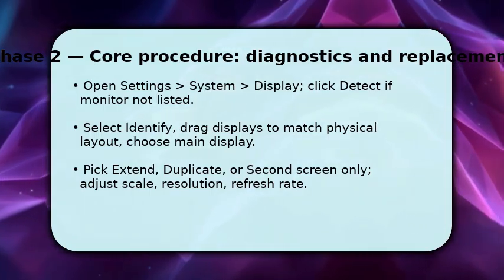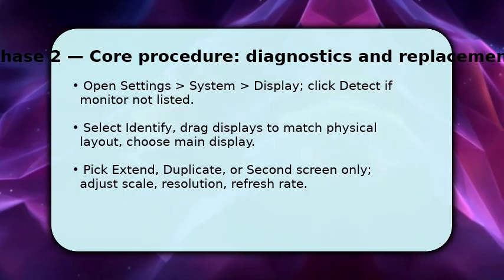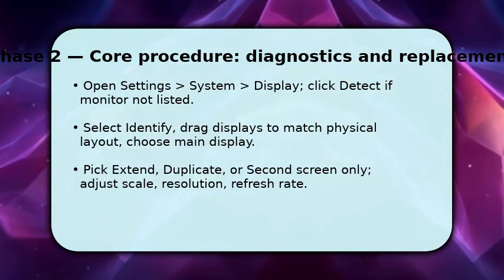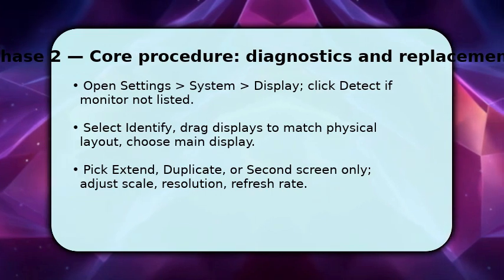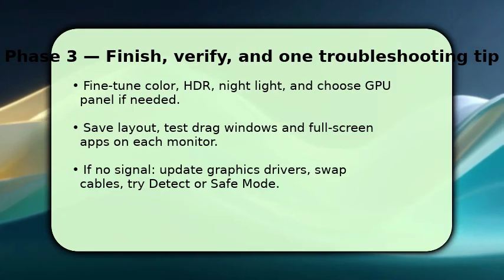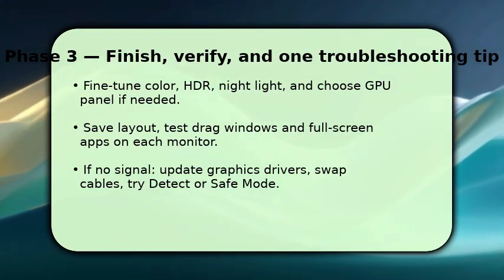Make sure to set recommended resolution and scale per screen, and check refresh rate for smoother motion. These choices affect clarity and performance, especially across mixed panel types. Finish by tweaking color profiles, HDR, and nightlight so both displays look cohesive.